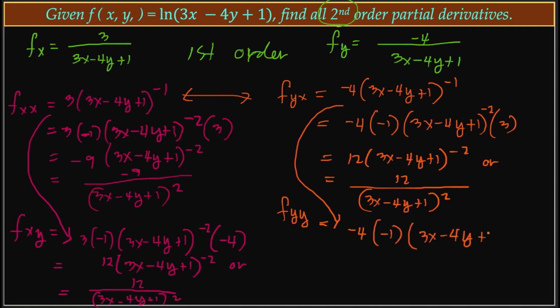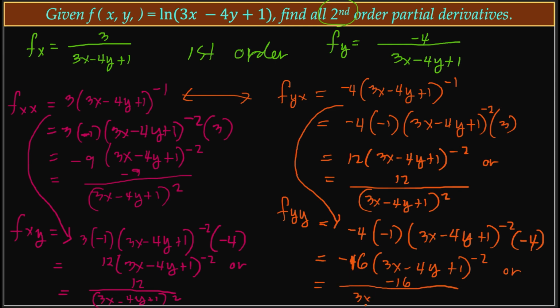And lastly, f sub y with respect to y will be equivalent to negative 4 times negative 1 times 3x minus 4y once again plus 1 raised to negative 2. This time, what is the partial derivative of this inside expression with respect to y? That is negative 4. So the answer is negative 4, negative 4, negative 1. So that will be negative 16 times 3x minus 4y plus 1 raised to negative 2, or this will be equivalent to negative 16 all over 3x minus 4y plus 1 raised to positive 2. That's the second order partial derivative of this given function.